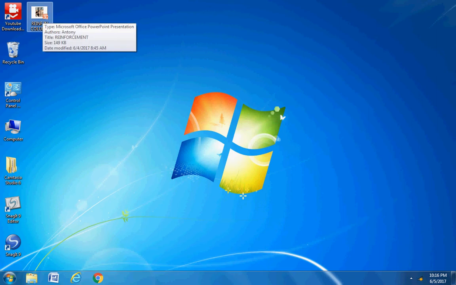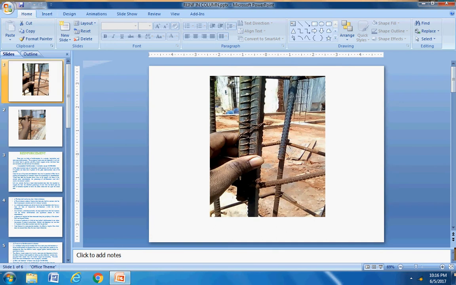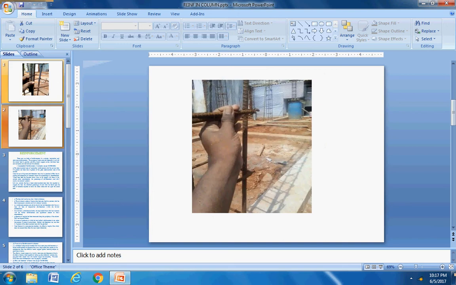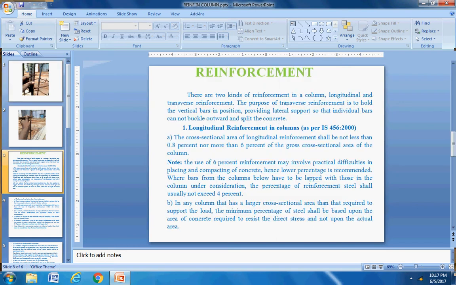In this video, I will explain the reinforcement in column. In column, there are two forms of reinforcement. One is longitudinal reinforcement and the other is lateral ties. In longitudinal reinforcement, if the required length of the bar is more than its design length, then overlapping will be provided. The overlapping length of the bar is 45 times the diameter of the bar.